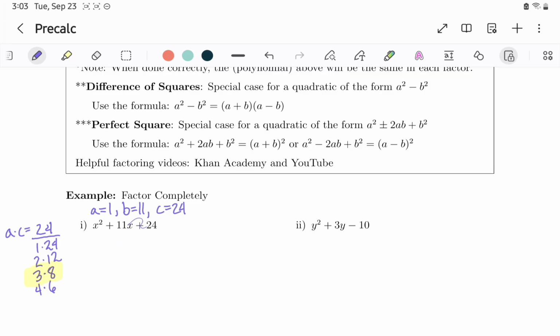So we can go ahead and rewrite 11x as 3x plus 8x. So let's rewrite our quadratic expression as x squared plus 3x plus 8x and then plus 24. And then we want to do our two groupings. So for our first grouping, we could do x squared plus 3x, and then plus 8x. We just want to make sure that we don't group the two linear terms together. And then 8x plus 24.